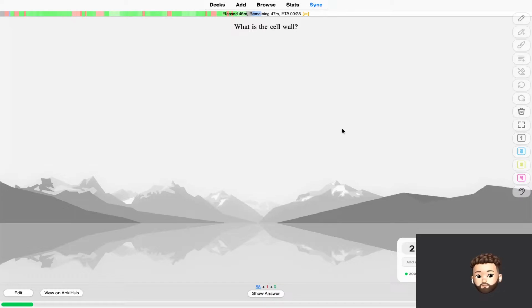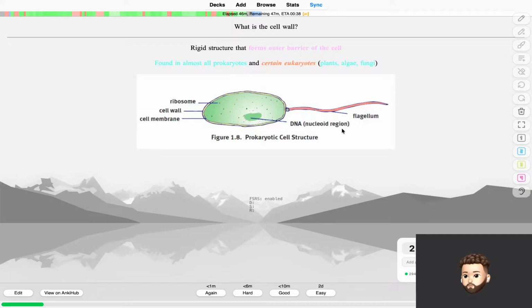What is the cell wall? It's a barrier that realistically mainly plant cells have on the outside of their cell membrane. Okay, yeah. Well, my answer was wrong, but yeah. Rigid structure that forms, well, partially wrong, that forms the outer barrier of the cell.